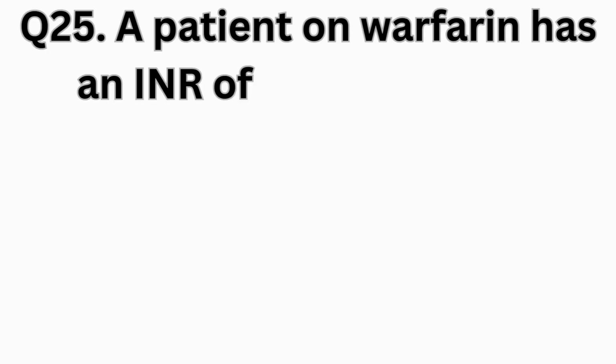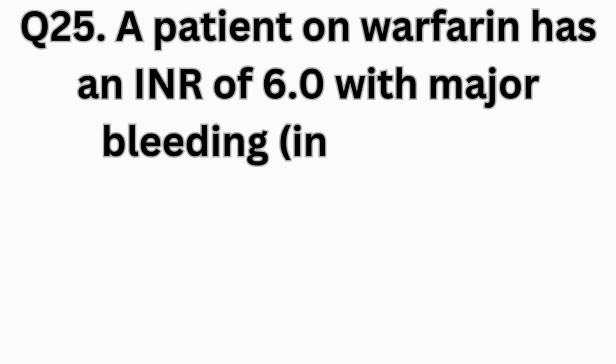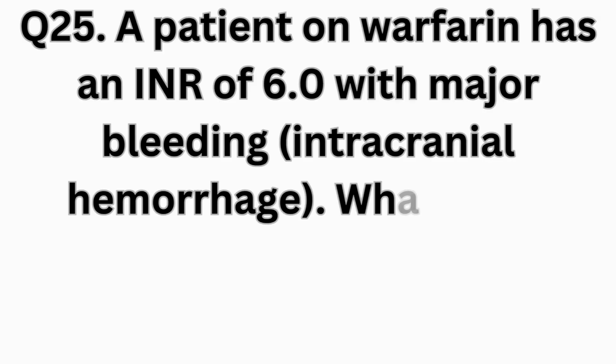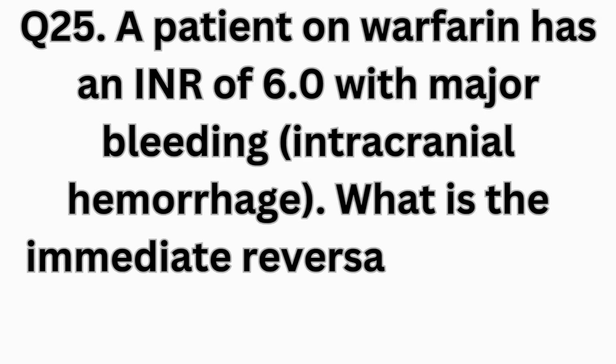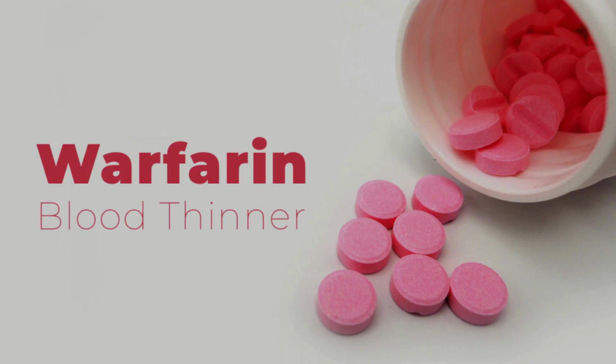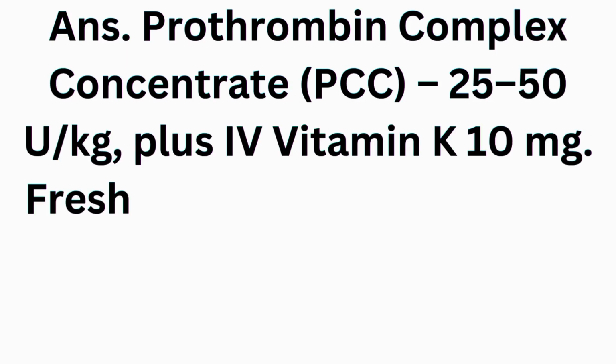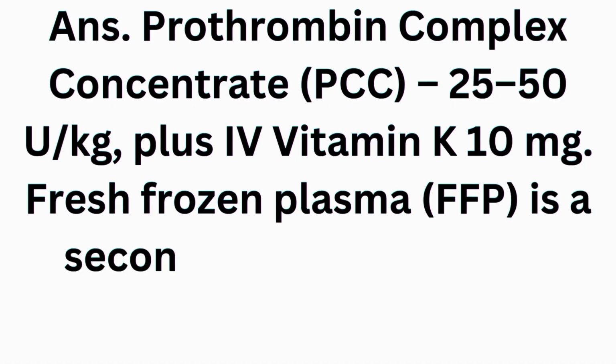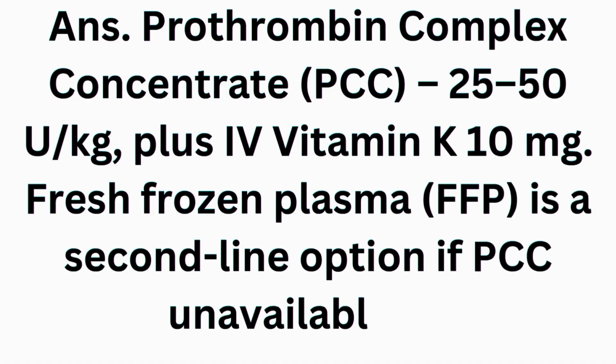Question 25. A patient on warfarin has an INR of 6 with major bleeding like intracranial hemorrhage. What is the immediate reversal agent? Pause the video now. The answer? For a warfarin anticoagulated patient who has life-threatening major bleeding, such as an intracranial hemorrhage, the primary reversal agent is the 4-factor prothrombin complex concentrate, the PCC. We give this drug alongside IV vitamin K.